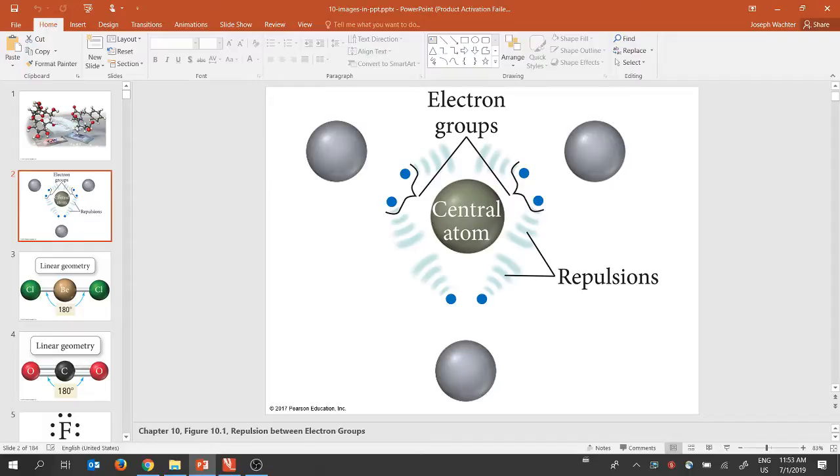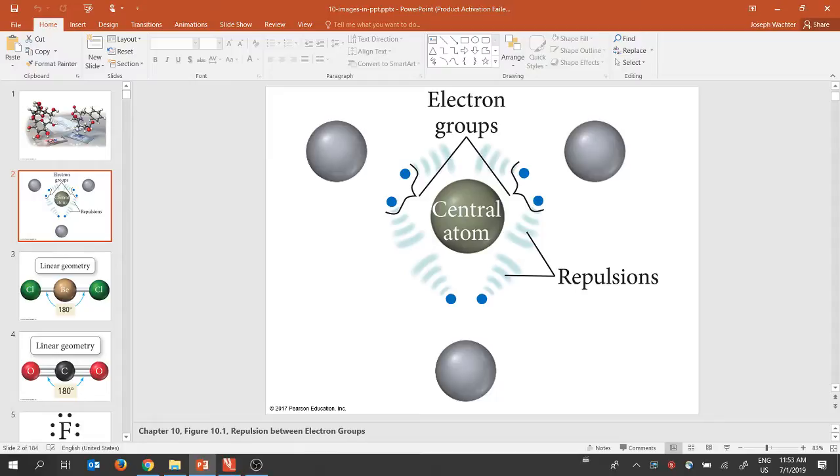So as you read in chapter 10, we start chapter 10 with what we call valence bond theory, part of which is called the VSEPR model, which stands for valence shell electron pair repulsion. The idea is it's a theory of the reason why molecular shapes are the way that they are: electrons repel each other, and therefore electron groups are going to want to spread out as much as possible, so that they're as far away from each other as possible.